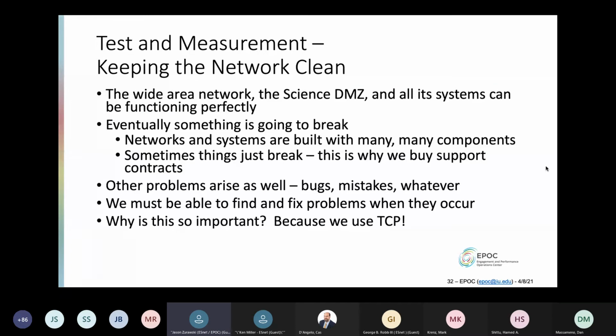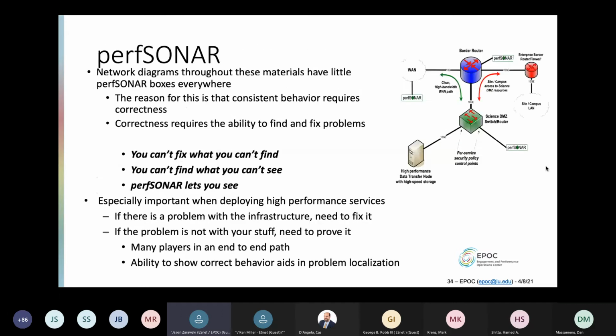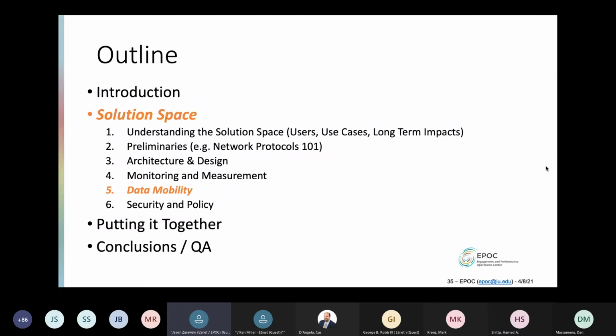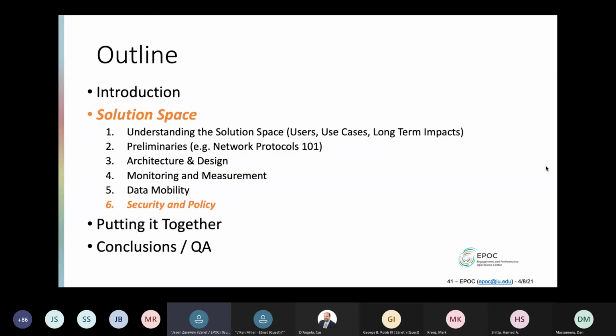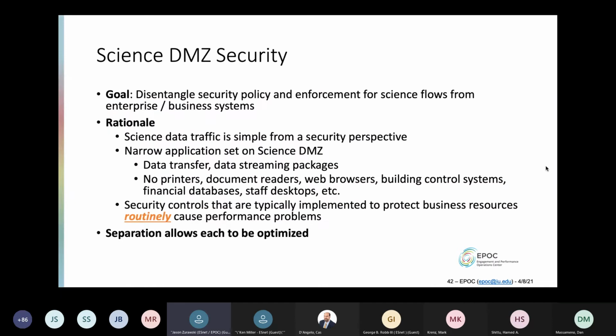So I need to do a time check here. I think I'm almost at the end of my time, so I can skip through some of these because Doug is going to go over perfSONAR next, so I will skip that piece. Ken has already talked about data mobility. So let me go into security and policy, and then we'll wrap it up here.